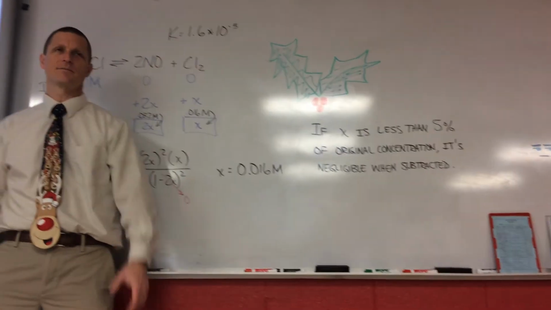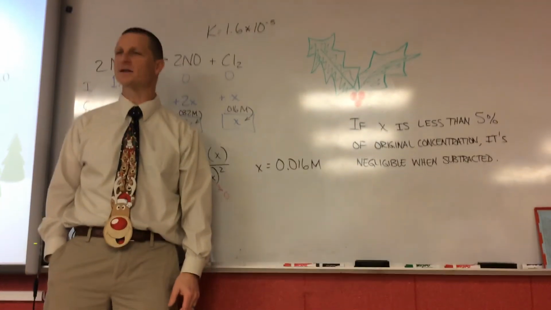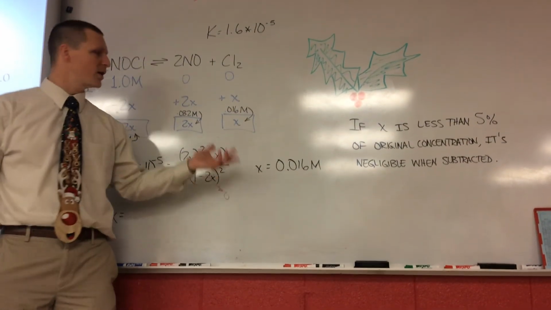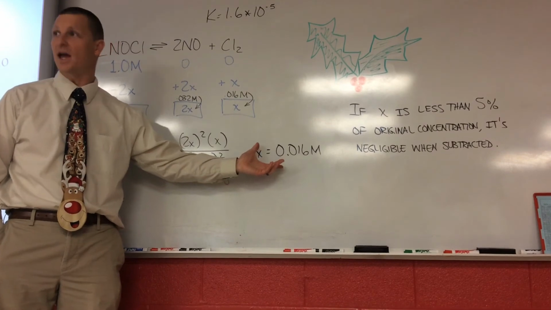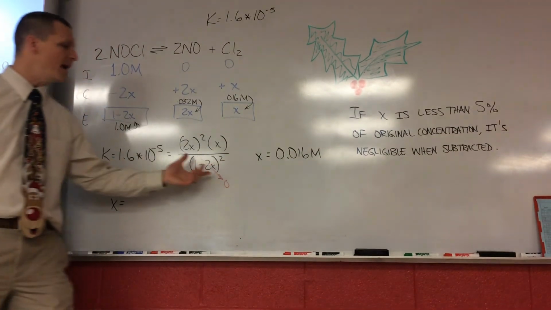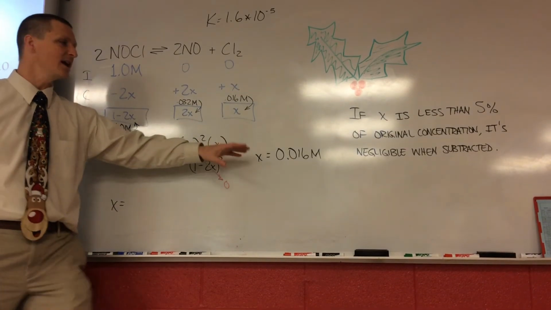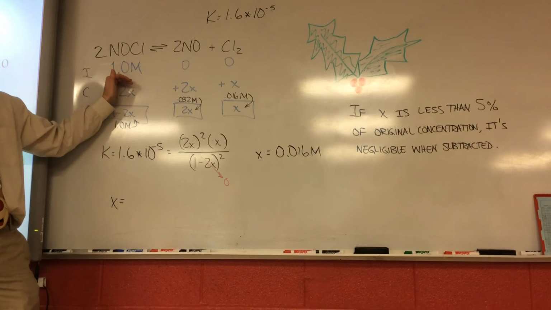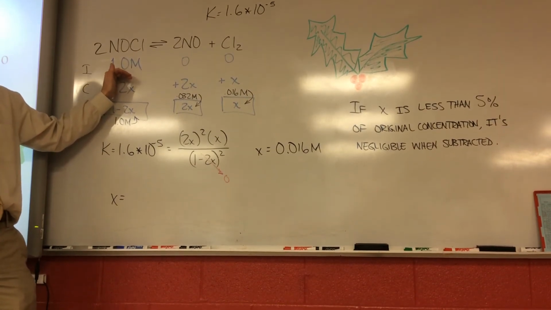Okay. Thank you, Vanadium. So how do you know if it's 5%? Thank you, that's the question I thought you would be asking. If this is less than 5%, how do you know? Do you have to go through and do this whole problem and then figure out if it was 5% or less? Yes. Make the assumption, make the approximation, go through and find x, then take your x value after you've done all the math and divide it by the original concentration. Trust me, it's worth it to do that math.